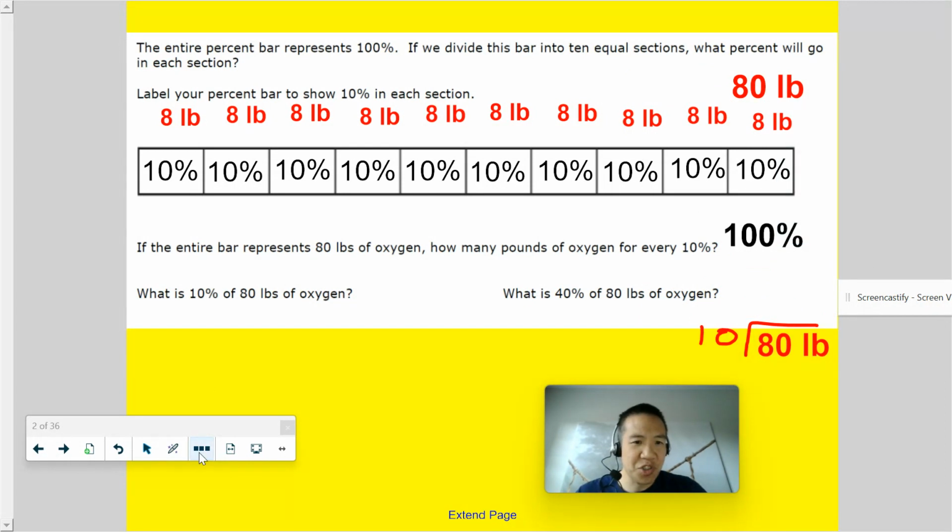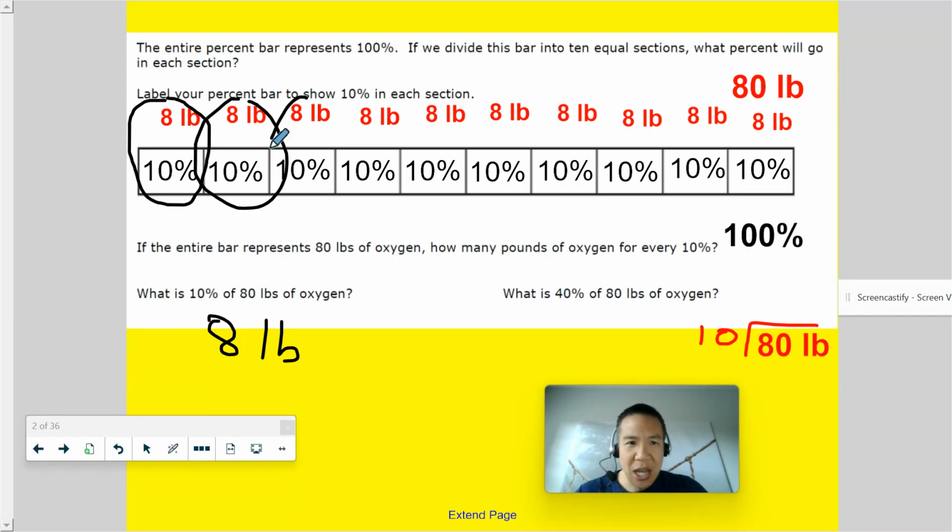What is 10% of 80 pounds? Let's see, 10% of 80 pounds is 8 pounds. What is 40% of 80 pounds? So 10% is 8 pounds. Another 10% is 8 pounds. Another 10% is 8 pounds. Another 10% is 8 pounds. 8, 8, 8, 8. 8 times 4 is 32 pounds.